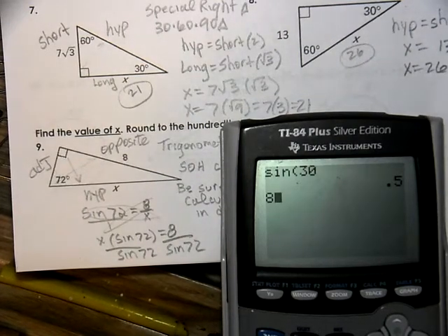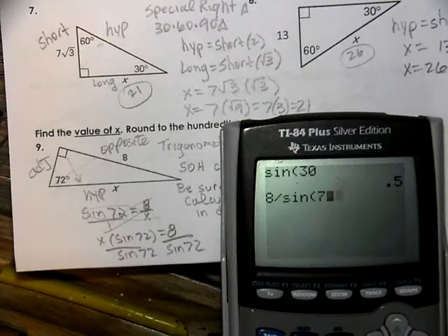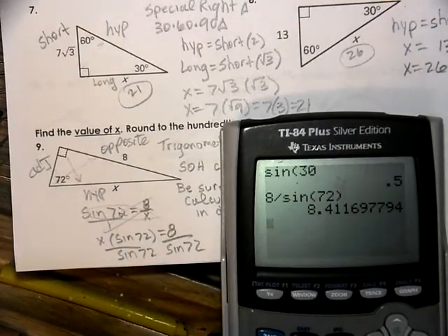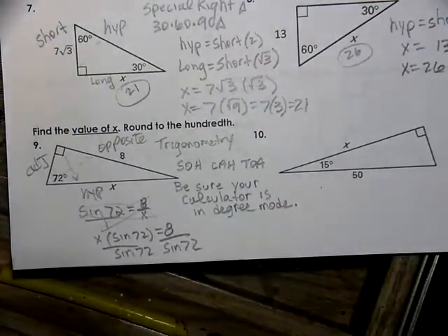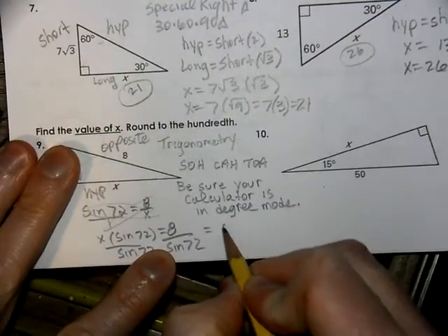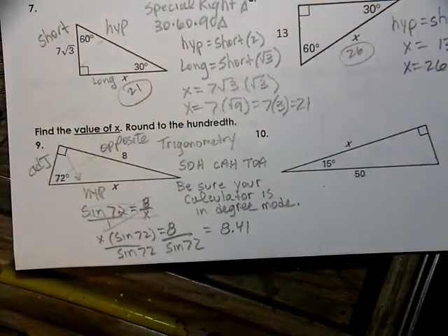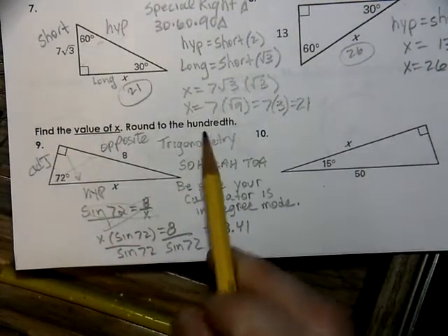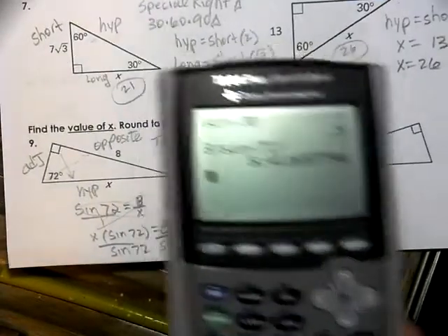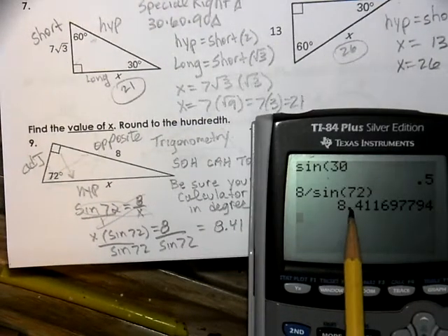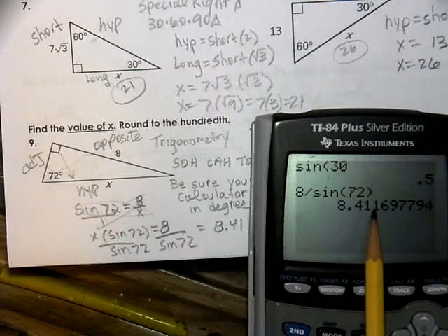So 8 divided by the sine of 72. That's going to give us 8.41. Round to the nearest hundredth, so we look at the third number and we see that that number is not 5 or bigger, so we're not going to do anything to the hundredth spot.